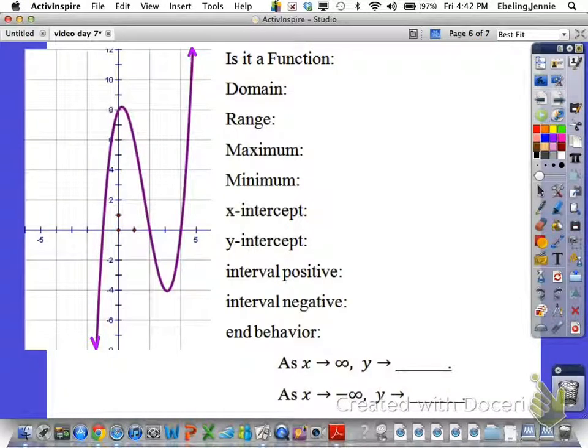Let's take a look at this graph, this curve. Well, first of all, is it a function? Does it pass the vertical line test? And to that, I'm going to answer yes. It passes the vertical line test.